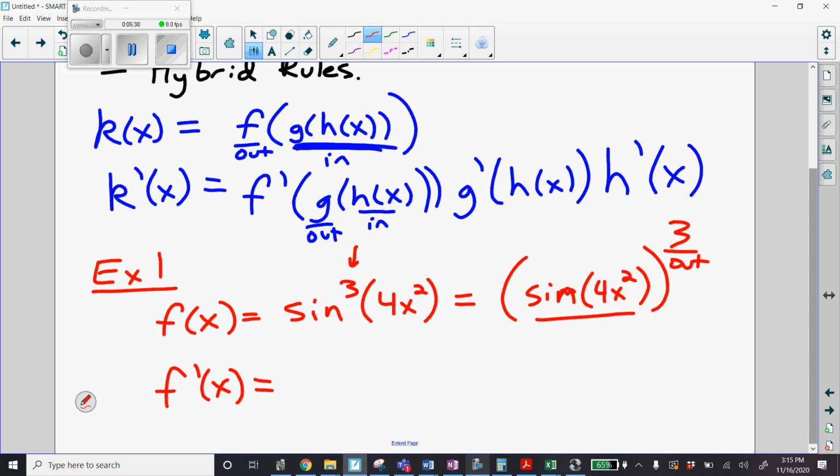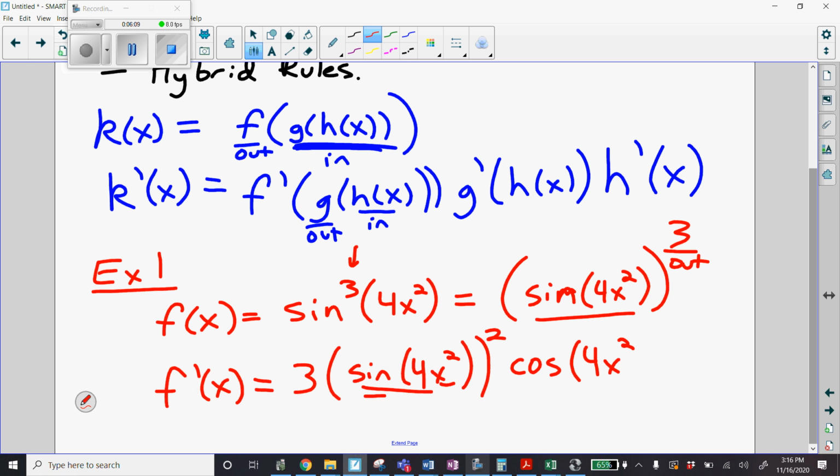I'm going to do the derivative of the outside. So I'm going to start with 3 and keep the inside the same. Sine of 4x squared, squared. That's the derivative of the outside with respect to the inside. But now I got to come back and derive sine of 4x squared. Well, when I derive sine of 4x squared, I have to again apply the chain rule. I have an inside here and an outside here. I do the derivative of the outer function with respect to the inner function times the derivative of that inner function.